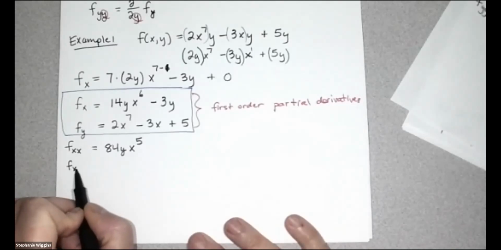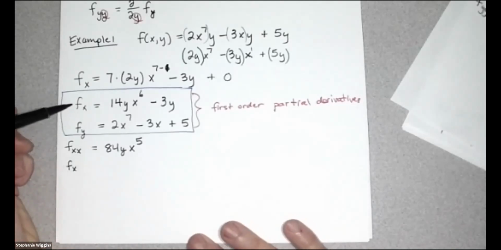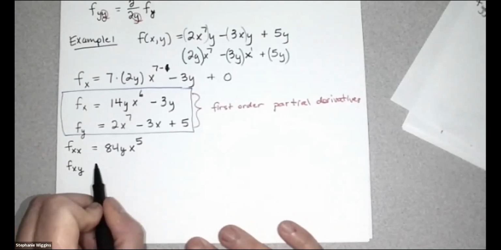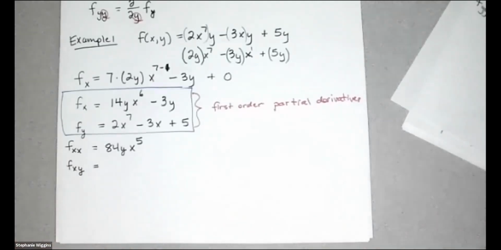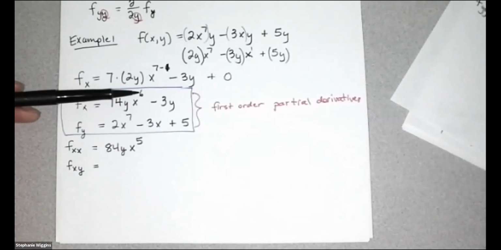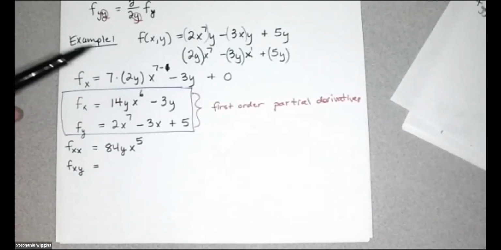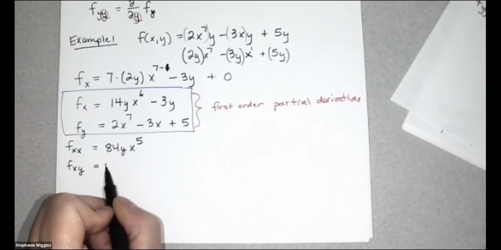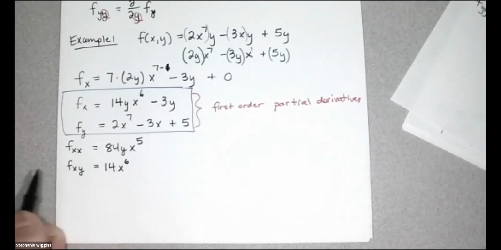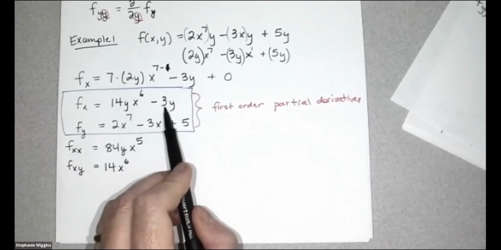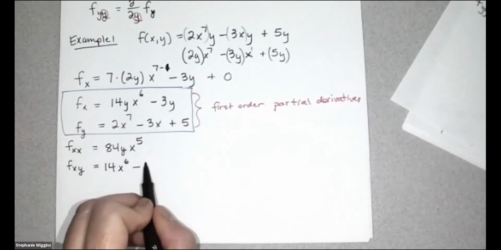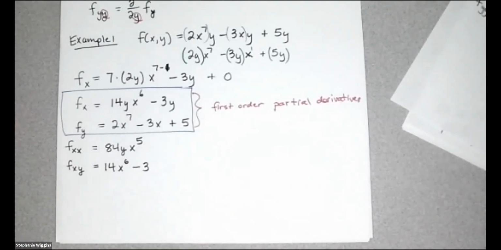Now I'm going to use the same function, but I'm going to differentiate with respect to y. So x is treated as a constant. So we have 14x to the 6th times y. So the derivative of that with respect to y is just 14x to the 6th. And here, taking the derivative with respect to y is going to be minus 3.